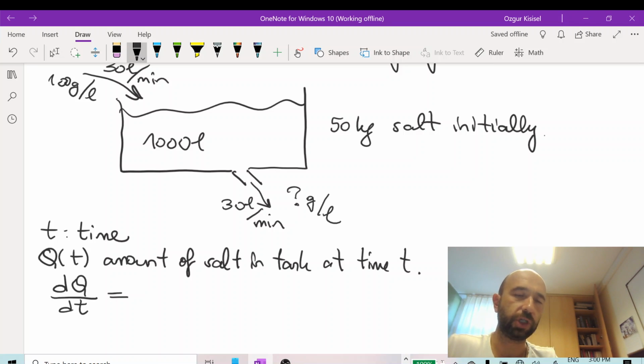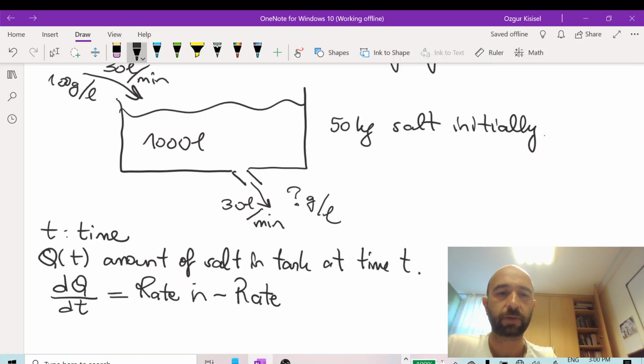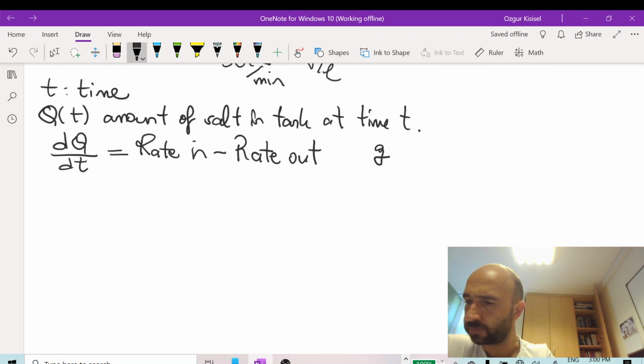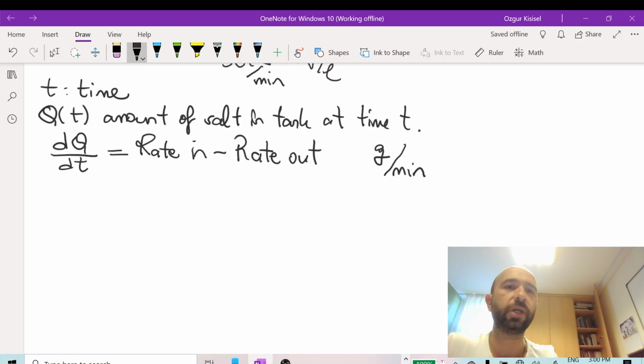Okay, so this is the rate of change of Q. It is the rate of change from the incoming side, let's call that rate in, and the rate of change resulting from the outgoing part, rate out. Well, the unit of Q is grams, and the unit of t used in this problem is minutes. So in this equation, everything should be at the end grams per minute. Okay, that's important.